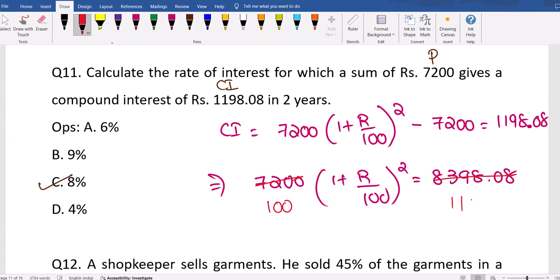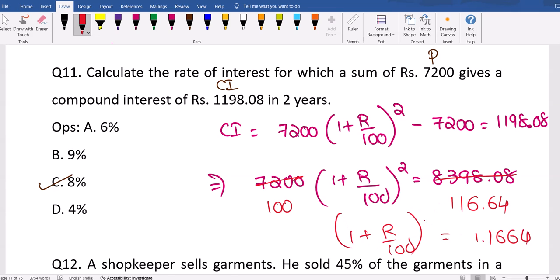So 116. Yes, 0.64. So we got 116.64. Now that is nothing but 1.08. This is actually 116.64. If you divide by 100, it is 1.1664.